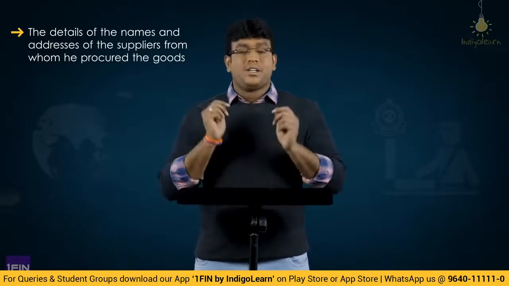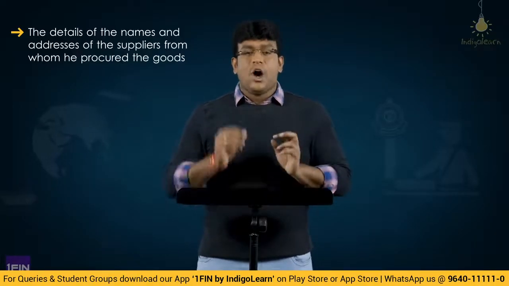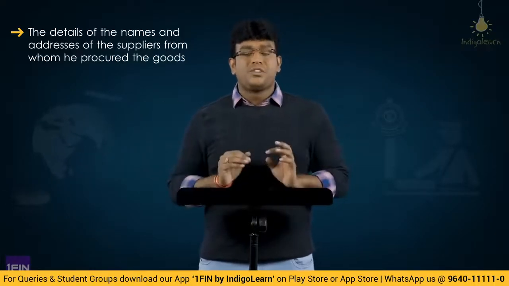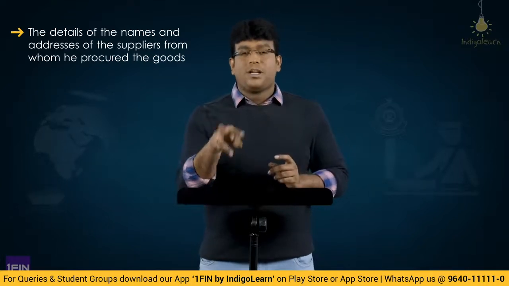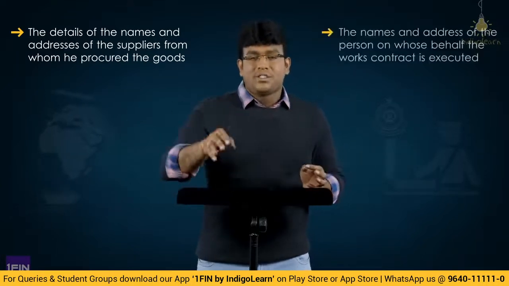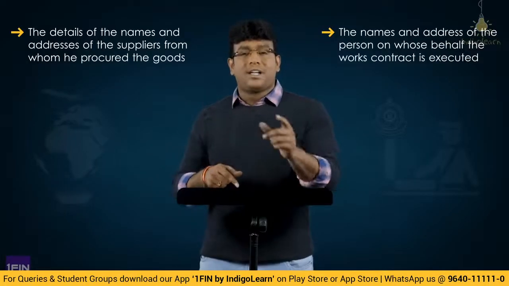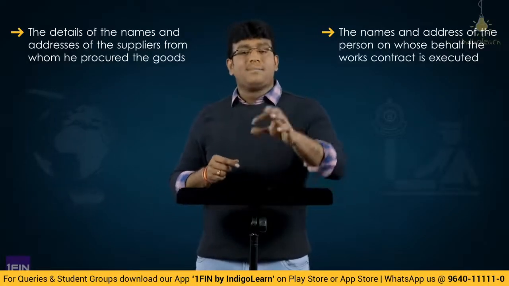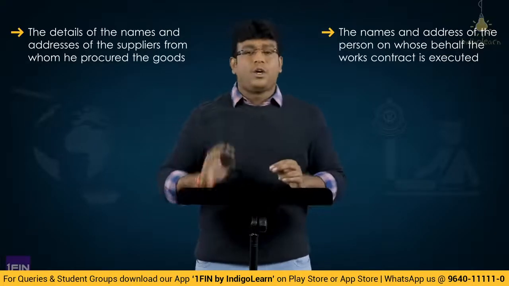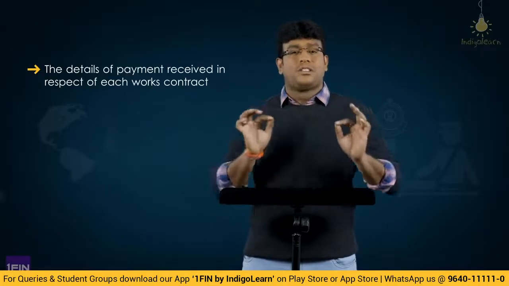Then the fourth point, names and address of the suppliers from whom he has procured the goods and services. So what is the fourth point, my dear friends? Names and address of the suppliers from whom he procured the goods. Please understand that the first point and the fourth point are different. The first point is names and address of the person on whose behalf the contract is executed. The fourth point is names and address of the suppliers from whom he procured goods and services. Finally, he will also maintain details and records related to payment received with respect to each works contract.